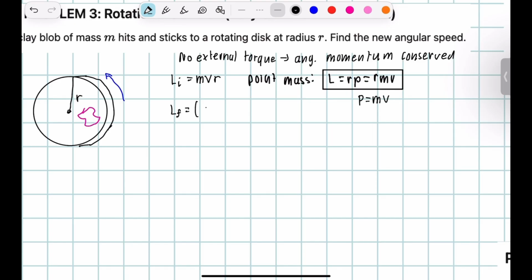For the final, we know that when two masses stick together, they become one. So you can write the mass as a sum. So you have I disk plus mr squared times wf. That's the inertia of the disk plus the mass times the radius squared. Now solving this, we want to get wf, so you divide by I disk plus mr squared. So we get mvr divided by I disk plus mr squared.